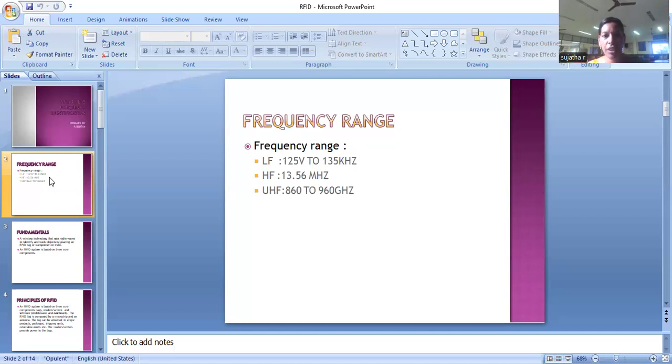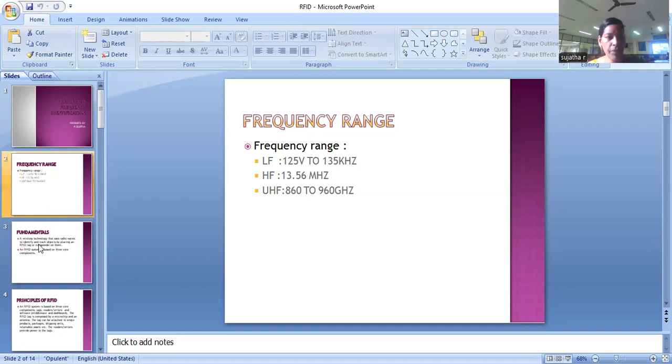Low frequency ranges from 125 hertz to 135 kilohertz. High frequency comes under 13.56 megahertz and above. Ultra high frequency ranges from 860 to 960 megahertz. This ultra high frequency comes under microwave devices. We can use these frequency ranges.